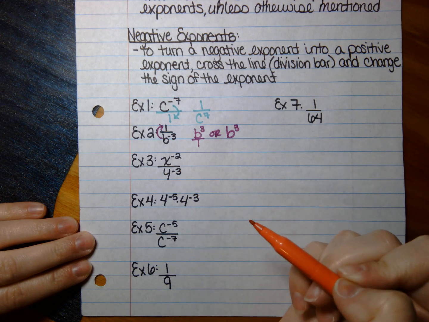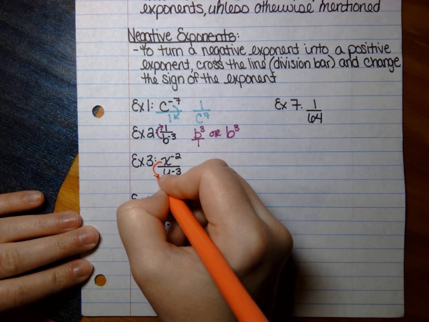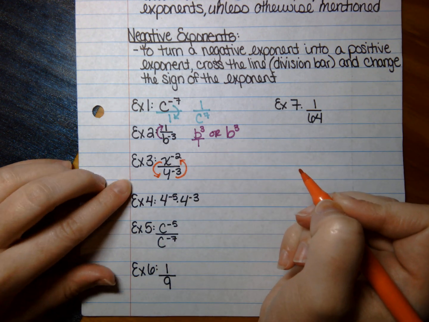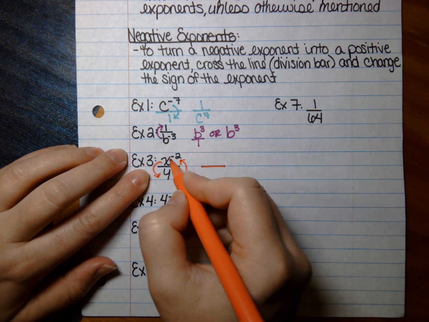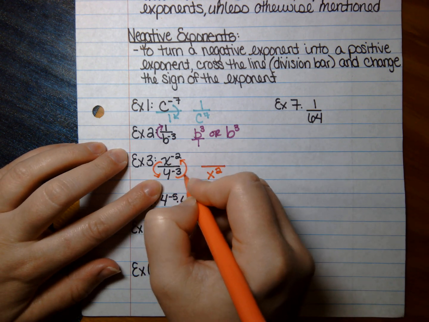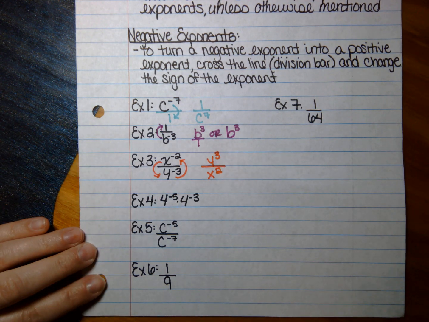If you look at example 3, they both have negative signs. So the x needs to go to my denominator and the y will need to come up to my numerator. So if the x is going into my denominator, that's going to be x to a positive 2. The y would go up, so y to the positive 3. And that's all that you can do.